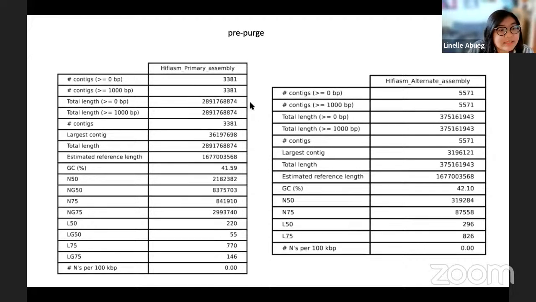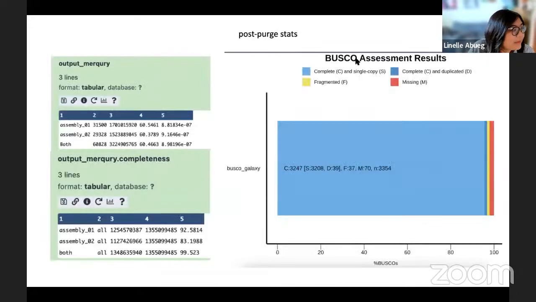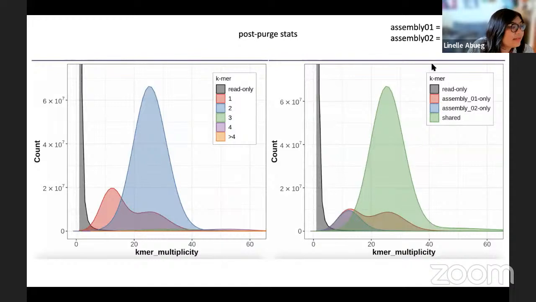So that's about twice what we'd expect, which makes sense because there are two copies of the genome at this point. And then post-purging, you'll see this has improved. We don't have all those duplicated genes in there. And the completeness of the alternate has been brought up from like 18 to 80, so a lot better. And yeah, the assembly plot looks a lot more like what we'd expect.